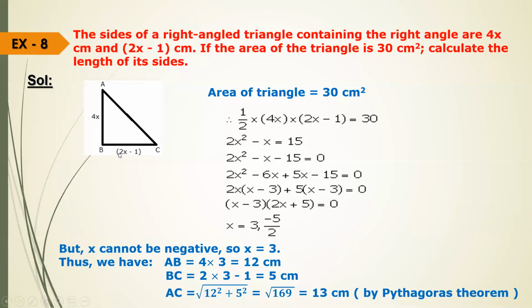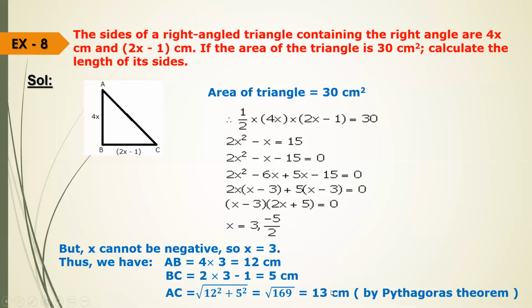AB is 12, BC is 5. Then you know this Pythagoras triplet also. If AB is 12, BC is 5, AC should come 13. But this you have to show by applying the Pythagoras theorem. And hence we have calculated all the three sides. 3 4s are 12, means the first side is 12, the second is 5, and the third we have calculated with the help of the Pythagoras theorem, which is coming 13.